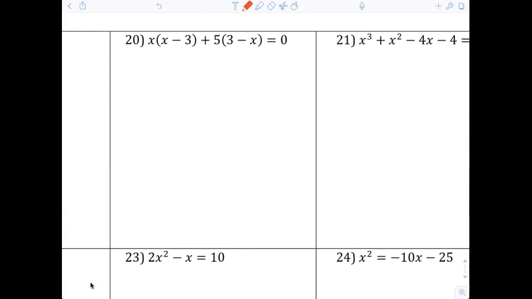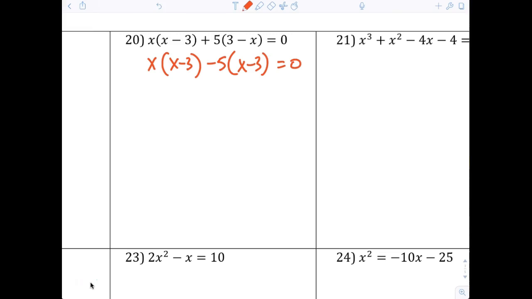20. Okay, somebody be brave. What do I need to do? All you gotta do is flip the signs so it's -5 and then it's x minus 3. Good. So everybody write that: x times x minus 3, -5, x minus 3 equals 0. Is everybody okay with that? And now you can factor out the what? The x minus 3. Yes.